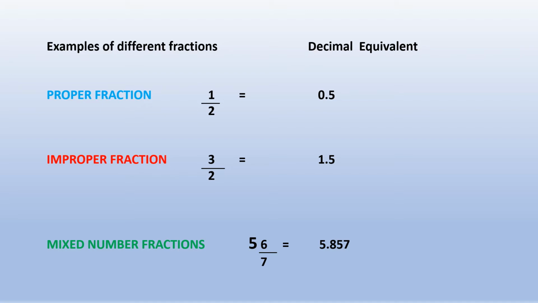3 halves, this second one, the improper fraction. 2 goes into 3 one time, 1 is left, you put a decimal. Add a 0 to the 1, make it 10, 2 goes into 10 five times. It's like $1.50. You can add zeros, as many zeros as you want.